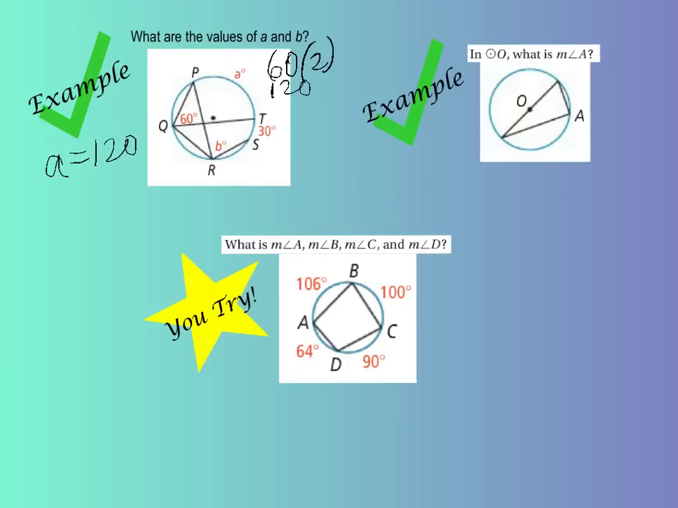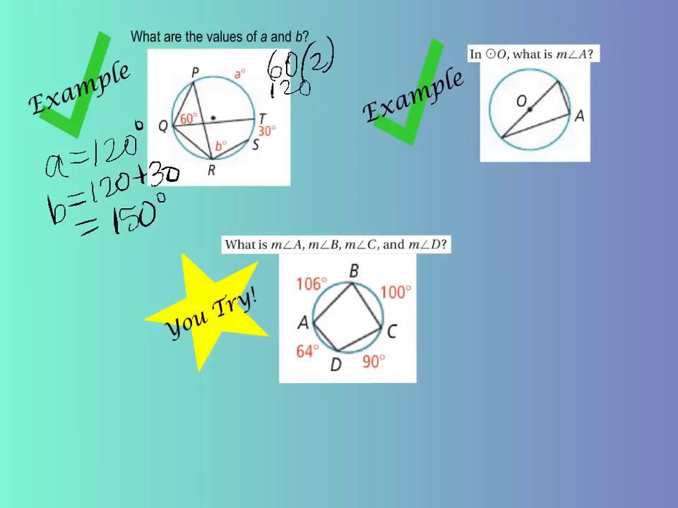Now we also want to find what B is equal to. B is right here. B is created right here by this inscribed angle. And so we look at the intercepted arc. A is 120 plus this little arc right here is 30. If we add those together, we'll get the measurement for B. So 120 plus 30. So B is equal to 150 degrees.